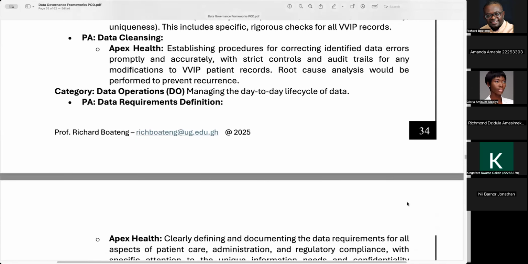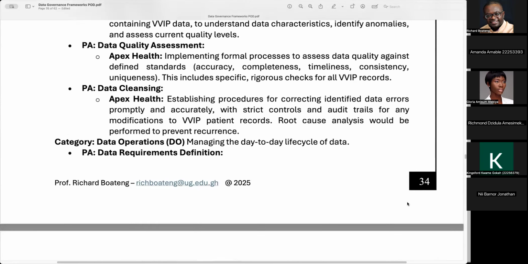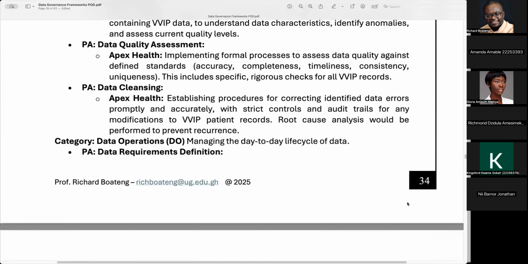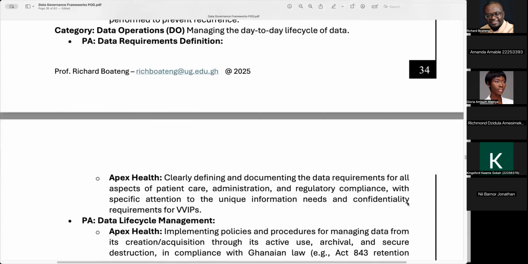What about defining data needs and managing its life cycle? Data requirements definition, PA, ensures that the data needed for clinical care, administration, reporting, and compliance is clearly defined and documented, paying specific attention to the unique needs and confidentiality constraints surrounding VVIPs.